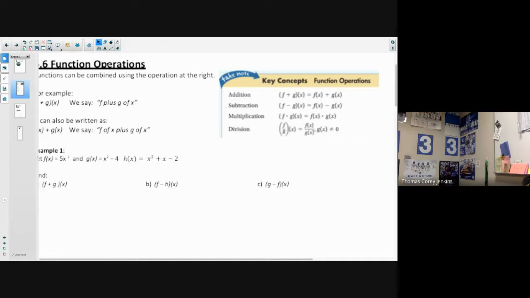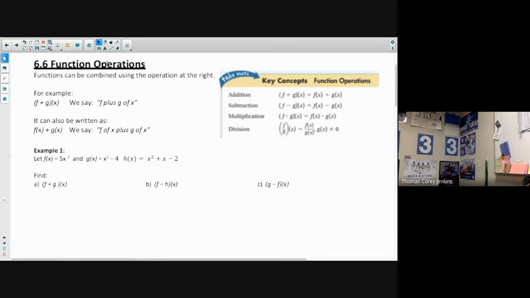And today we're going to be learning about function operations. Okay, so just kind of combinations or compositions of functions. So, for example, if you have two functions, you could add them together, and this would be read as f plus g of x. It could also be written as f of x plus g of x. And then it gives you a nice table of how that all looks. Okay, and so we will just get right to it.